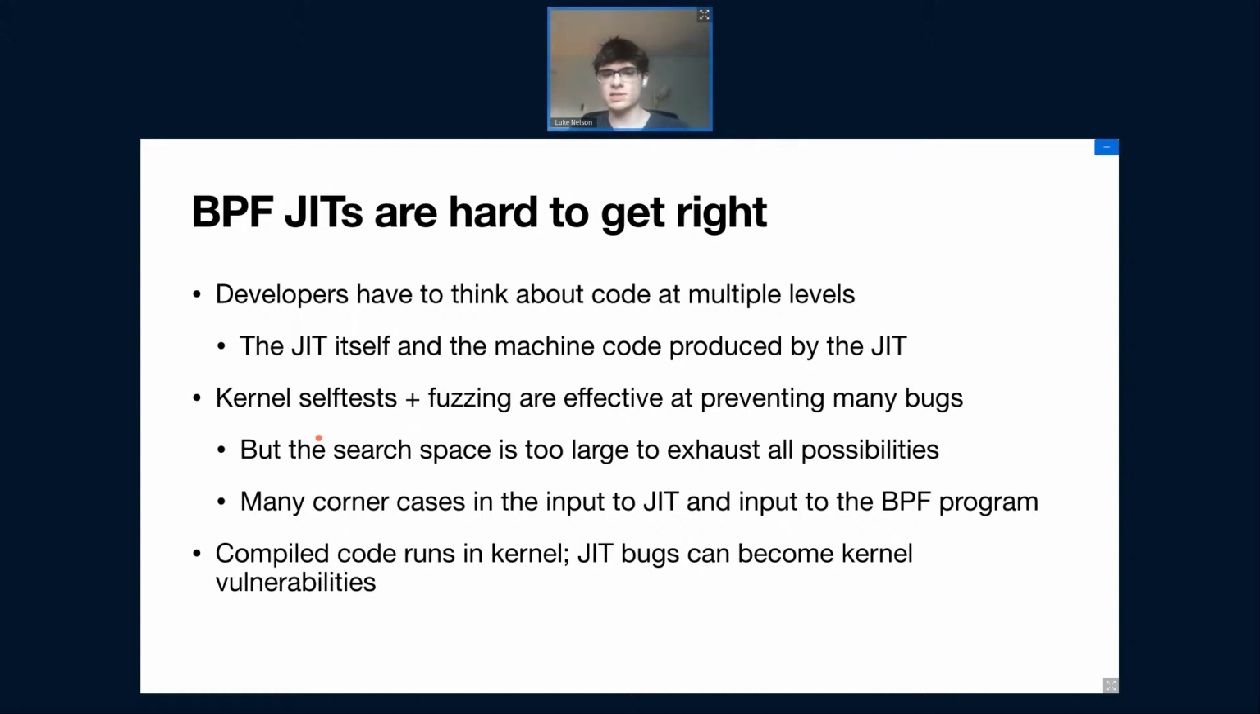The kernel has existing self-tests and fuzzing techniques, and these can be effective at preventing many of the types of bugs that can happen in BPF JITs. But the search space is just too big to exhaust all the possibilities. So there could be many corner cases lurking, both in the input to the JIT and in the input to the BPF program itself. And because the compiled code runs directly in the kernel, any bugs in the JIT might be exploited by some malicious BPF program to become a kernel security vulnerability.